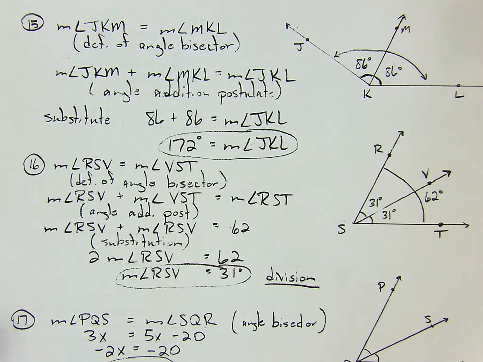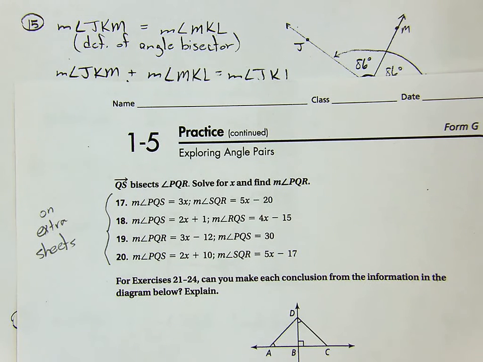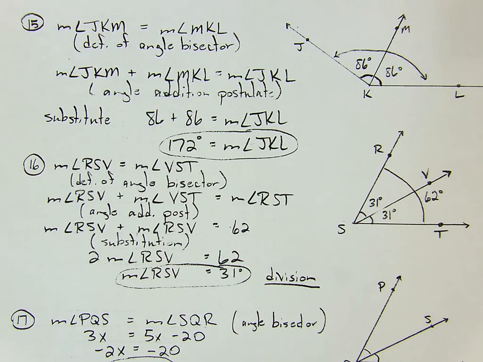All right, number 17 on the next page, we had problems, and again, they didn't have a picture for us. They said that we have a ray QS that bisects an angle PQR. Solve for x, find the measures. Or rather, find the measure of PQR, the big angle. So I had to draw an angle with a bisector.